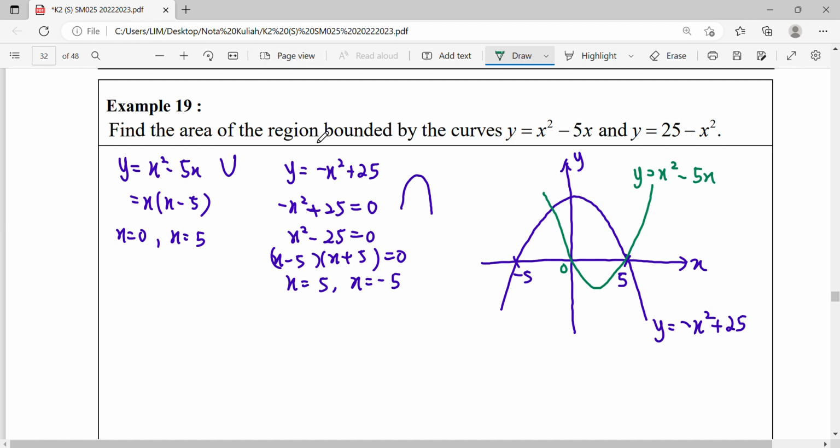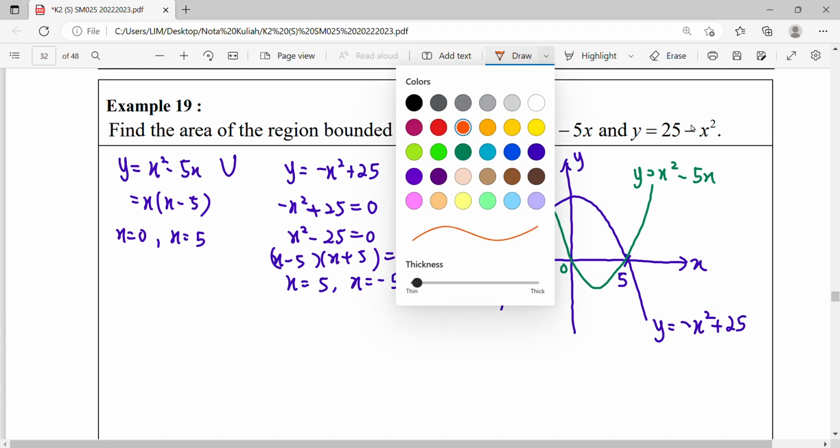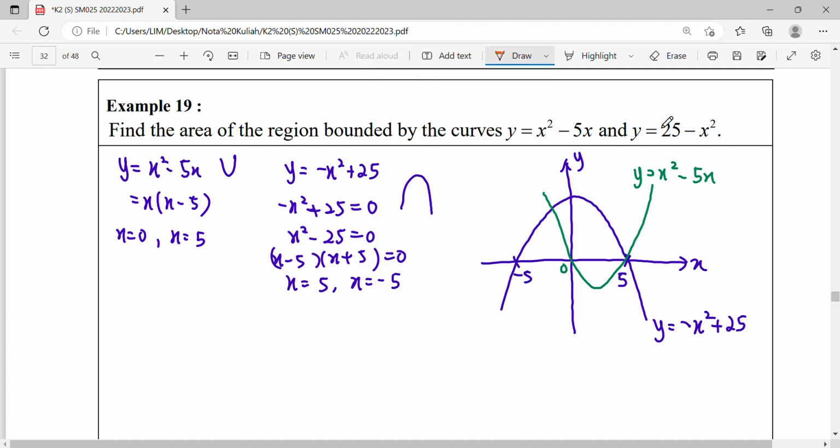So this is the region bounded by two curves. You can notice that the question asks for the region bounded by this curve and this curve. So we use the two curve concept vertically. We are going to find this region using dx. So area will be the integral from lower limit to upper limit of the curve above minus the curve below, so y1 minus y2 dx.